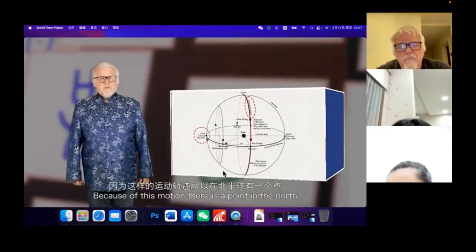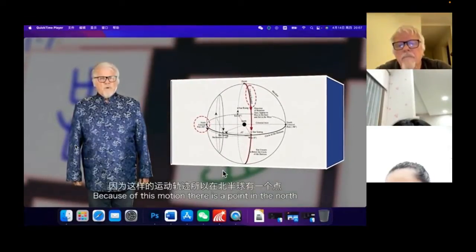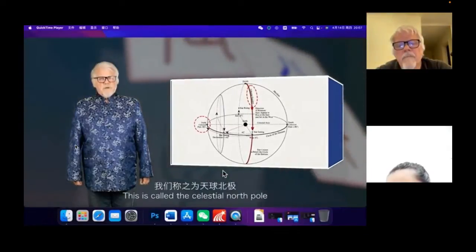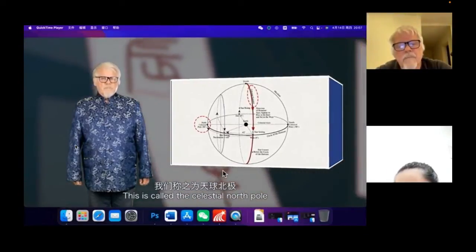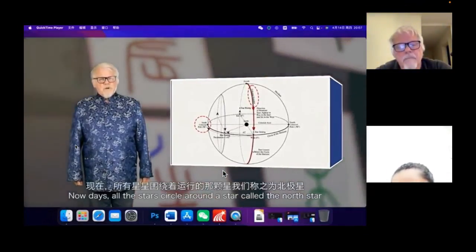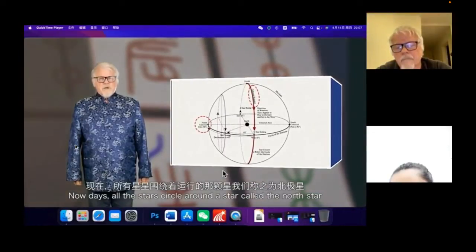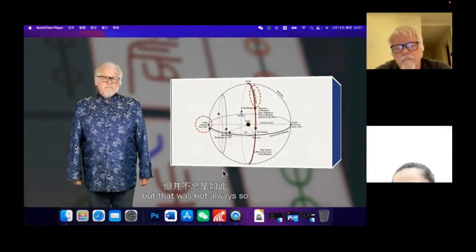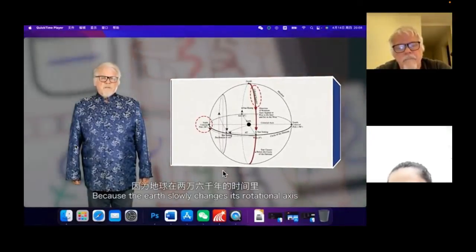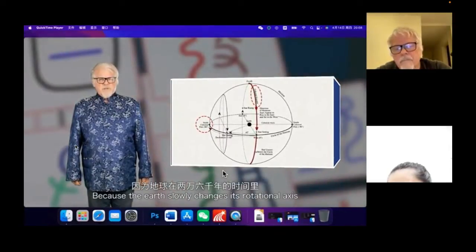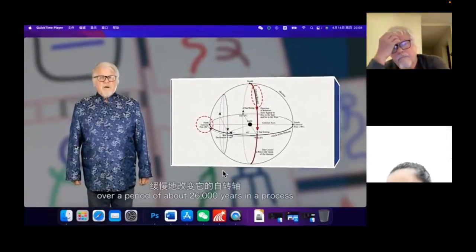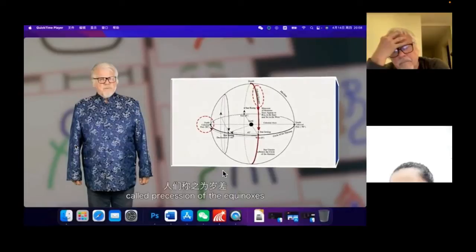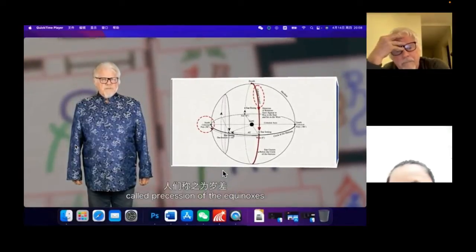Because of this motion, there is a point in the north where all the stars seem to circle around. It is called the celestial North Pole. Nowadays, all the stars circle around a star called the North Star, but that was not always so. Because the Earth slowly changes its rotational axis over a period of about 26,000 years, it is a process called the precession of the equinoxes.